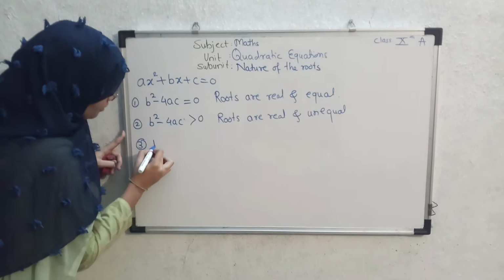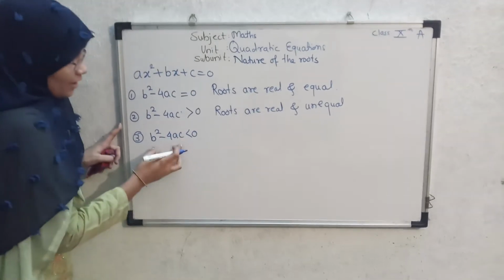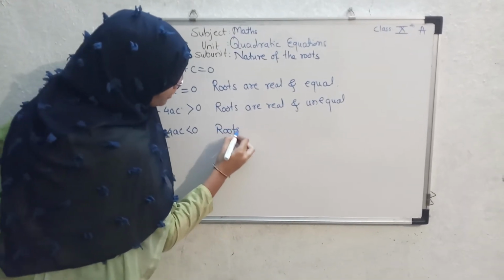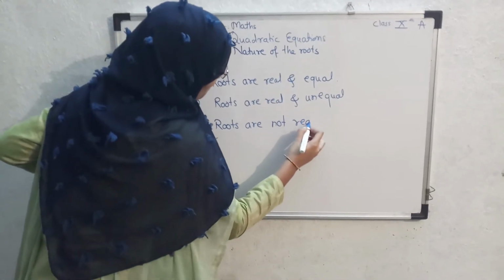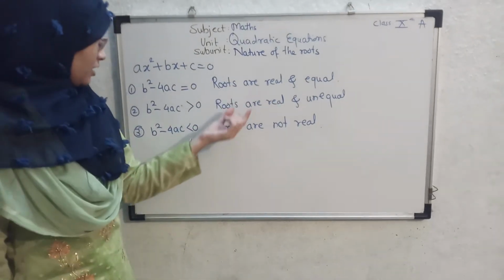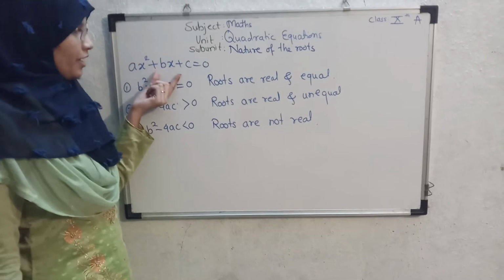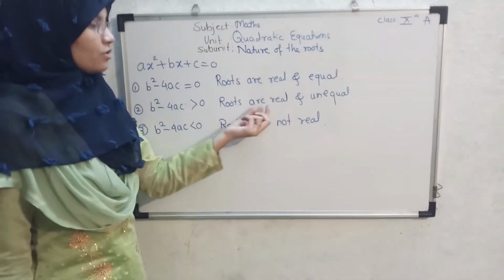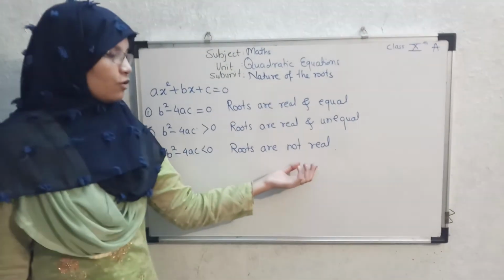Now third, if the value of b square minus 4ac is less than 0, that is a negative value, then roots are not real. These are the three conditions. If the value is 0, the roots are real and equal. If it is positive, the roots are real and unequal. And if it is negative, the roots are not real.